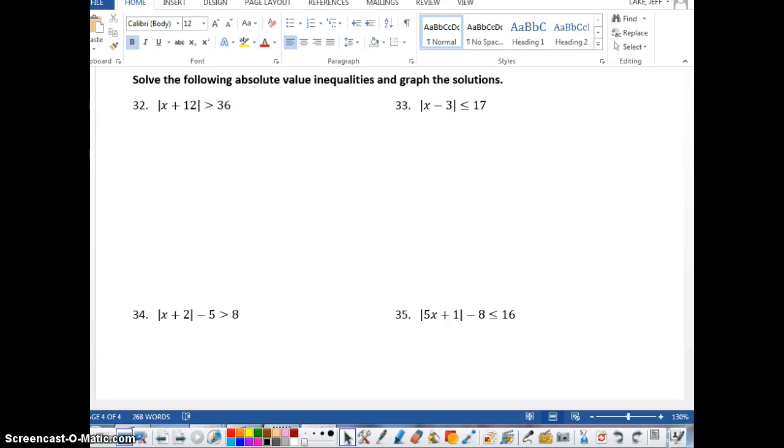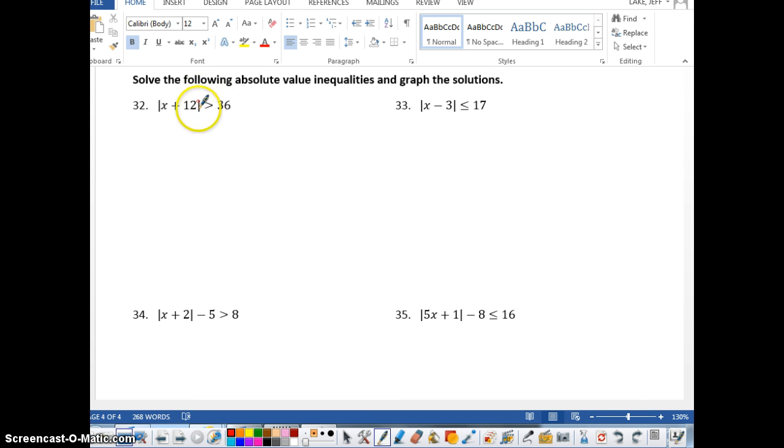This is Unit 1 review. This is the final page, numbers 32 through 36 even. All right, so number 32 and 34 here, they ask you to solve the absolute value inequalities and graph the solutions. Okay, so when we solve an absolute value, remember there's two answers.